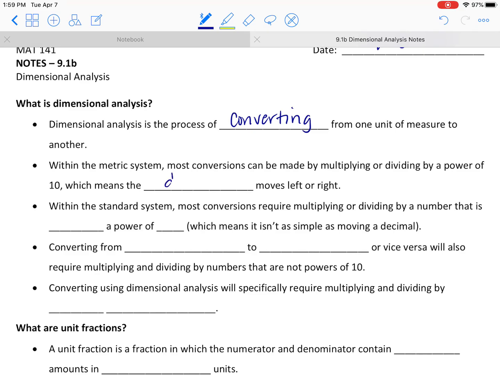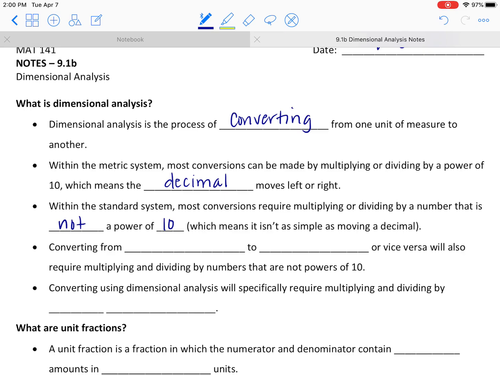It's the process of converting from one unit of measure to another. Now again, within the metric system, you're multiplying or dividing by some power of 10. So all we saw was the decimal moving either to the left or to the right, depending on what prefix you were moving to.